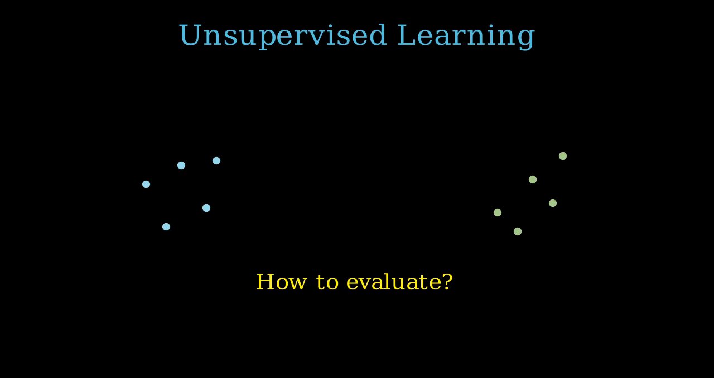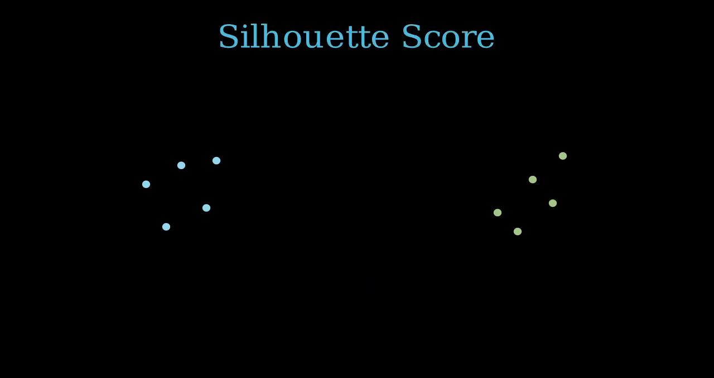In the world of unsupervised learning, we often face a unique challenge. How do we know if our clustering algorithm actually did a good job? Since we don't have predefined labels to check against, we need a mathematical way to measure the fitness of our groups. This is where the silhouette score becomes an essential tool.